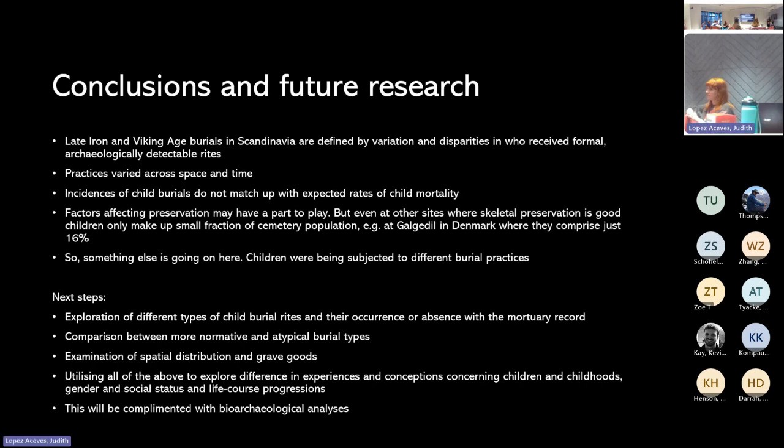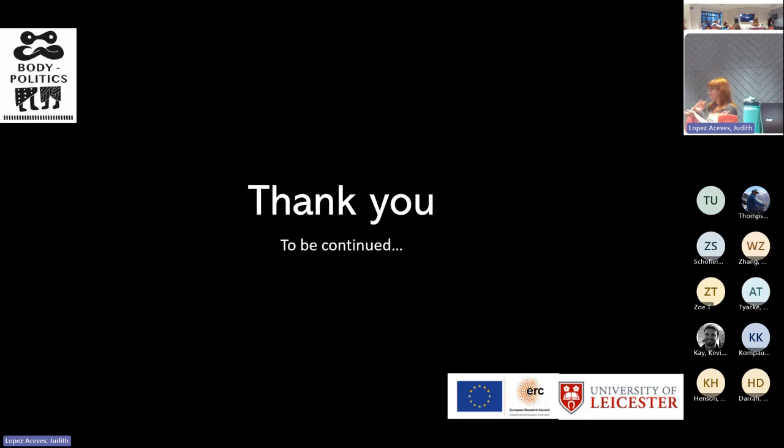So I think there is something else going on here, and that is that children were being subjected to different burial practices to adults. So the next steps in my research are going to be exploring different types of child burial rites and their occurrence or absence within the mortuary record, comparison between more normative and atypical burial rites, as well as defining what those terms mean, examination of spatial distribution in grave goods, and utilizing all of the above to explore differences in experience and conceptions concerning children and childhood, gender and social status, and life course progressions. And this will be complemented by some bioarchaeology, which I'll present. Thank you. To be continued.